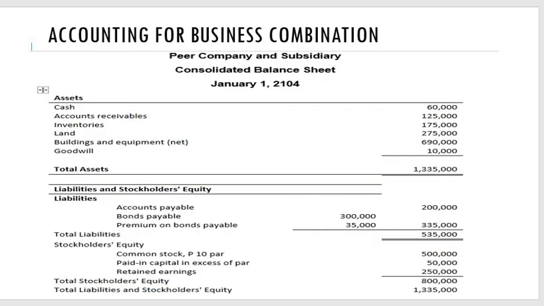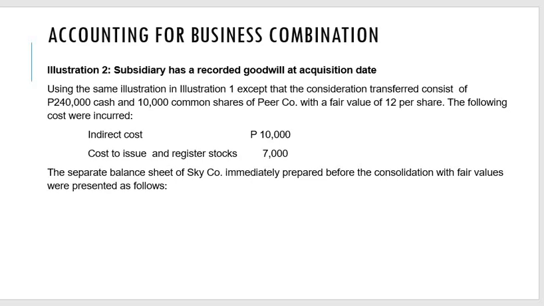Okay? So, we have here another illustration. What if a subsidiary has a recorded goodwill at the acquisition date? Okay, so using the same illustration, in illustration 1, assume that the consideration transferred consists of 240,000 cash and 10,000 common shares of Peer Corporation with a fair value of 12 pesos per share.